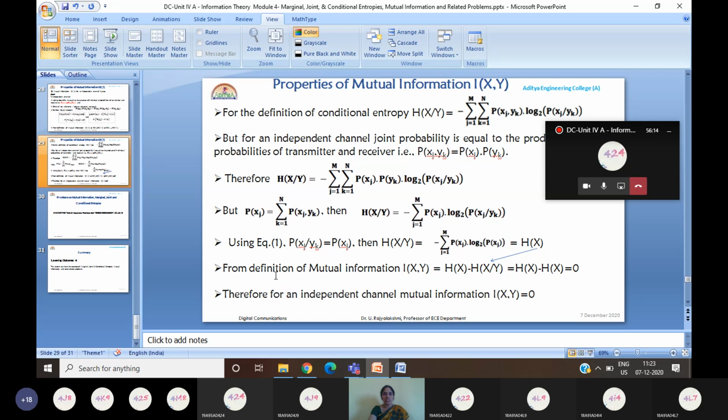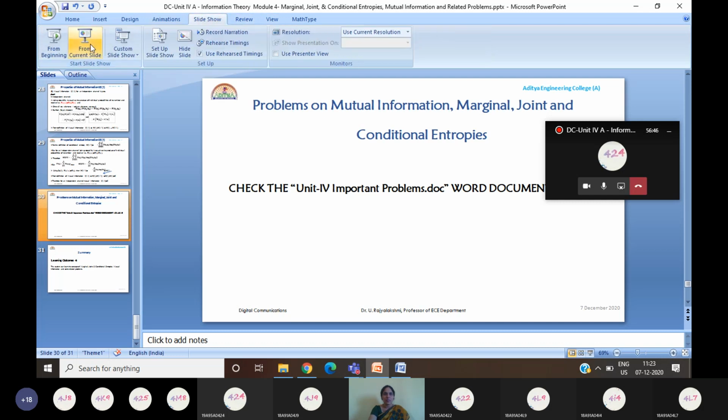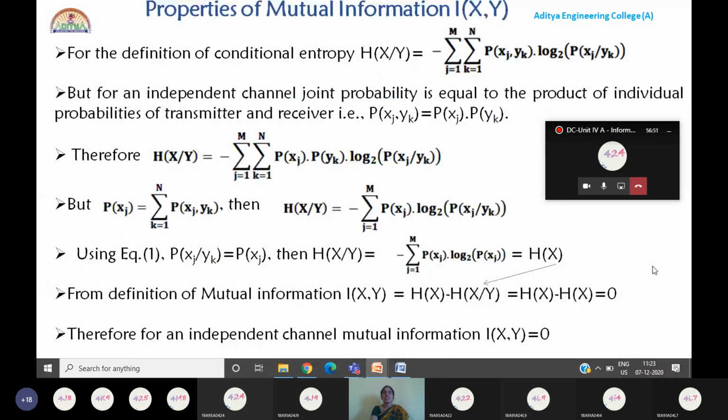So from the definition of mutual information, I of XY is equal to either H of X minus H of X by Y, or H of Y minus H of Y by X. But here we are replacing H of X by Y in terms of H of X. So H of X minus H of X by Y will be equal to H of X minus H of X, that is 0. So for an independent channel, what is the mutual information? For an independent channel, mutual information is 0.